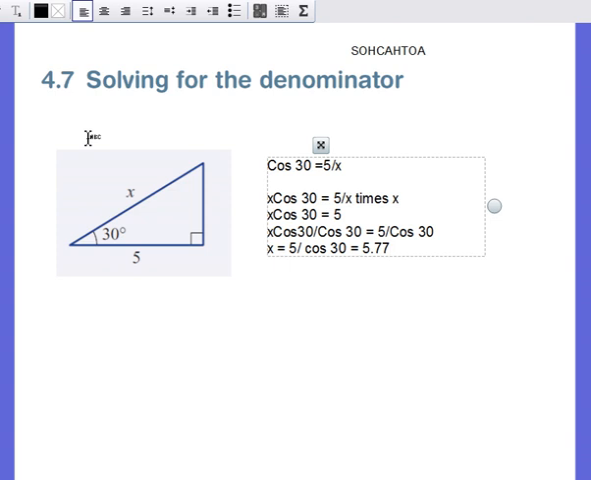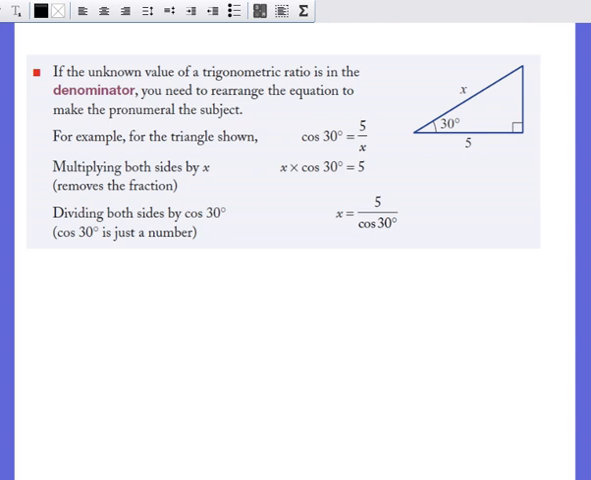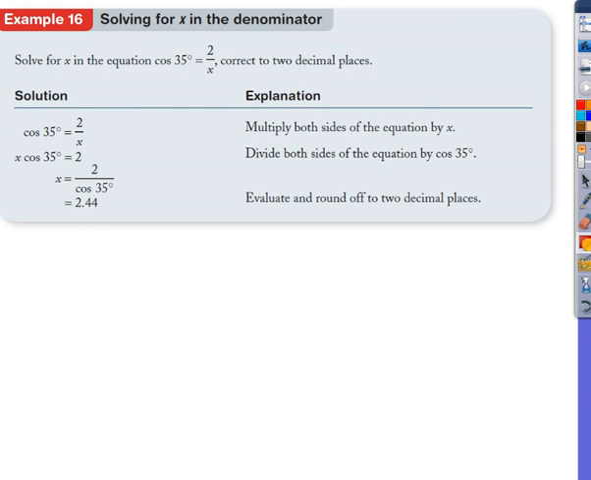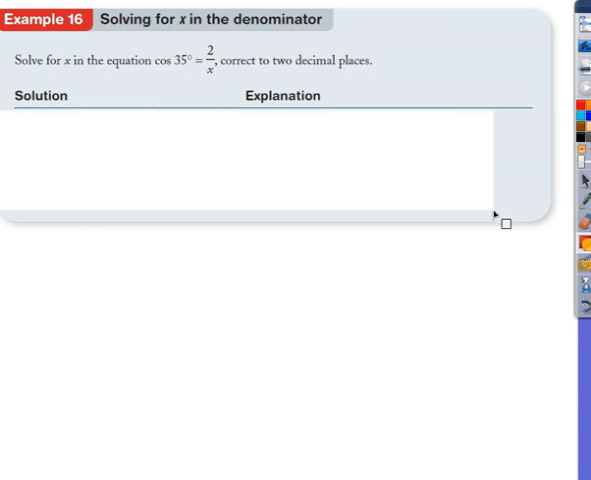Do you want to do another one? They are a little bit more complicated. Let's have a look. Oh, that's the one that we just did. So this is the part that you've been asked to write down: if the unknown value of a trig ratio is in the denominator, you need to rearrange the equation. Right, let's have a look at this example. I'll just block out this solution so we can work it through together.